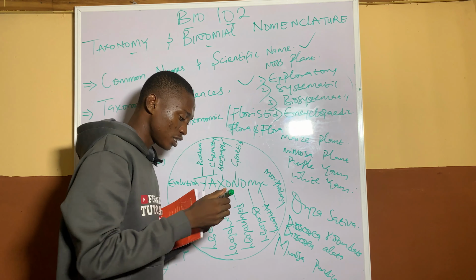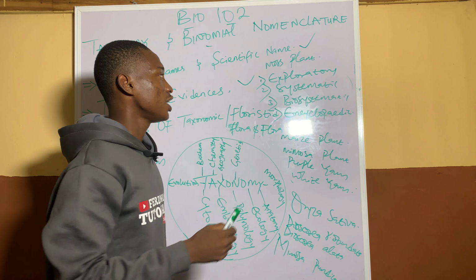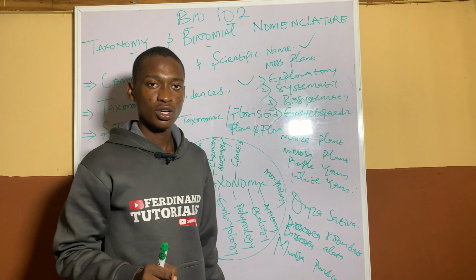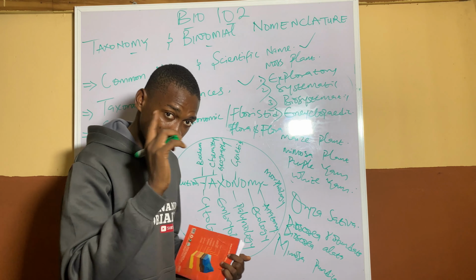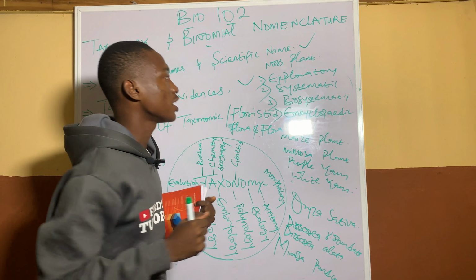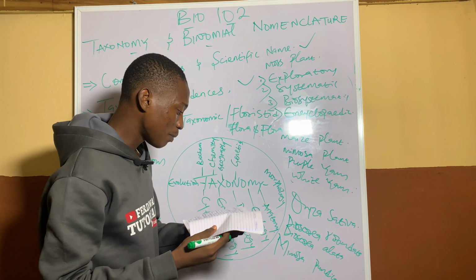And then for the first stage of our study, we're talking about what? Collection of the herbarium specimen. Are we together? The first stage, collection. Don't add any other thing. Let's go there. Now the second one, systematic.